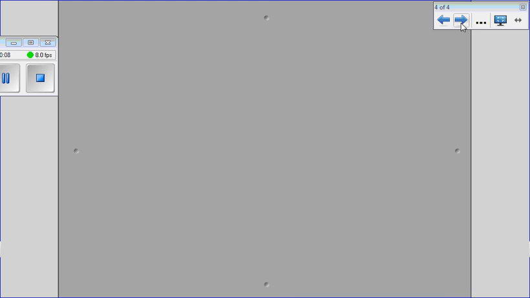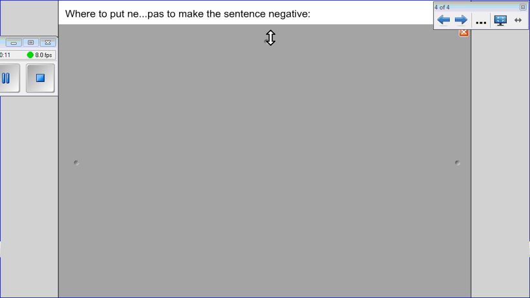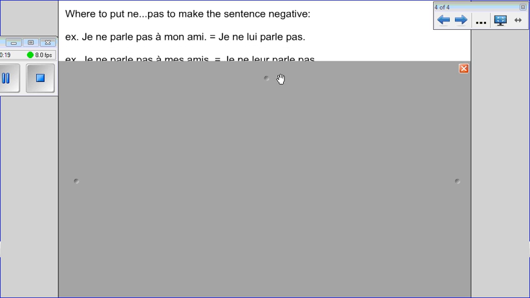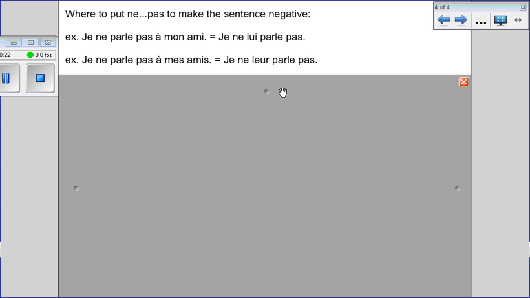All right, last page. Where to put the ne pas in the sentence to make it negative. All right, here we have two lovely examples that I think should sum everything up pretty easily. Je ne parle pas à mon ami. So first, you have the verb, parler. And à mon ami is what we're going to be replacing. And because there's à, which is a preposition, this is going to become an objet indirect. Wow, my computer writing is awful.